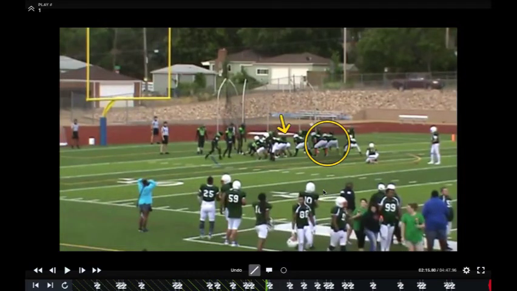Okay, and as you see here, the right guard and tackle are almost 2 yards back.